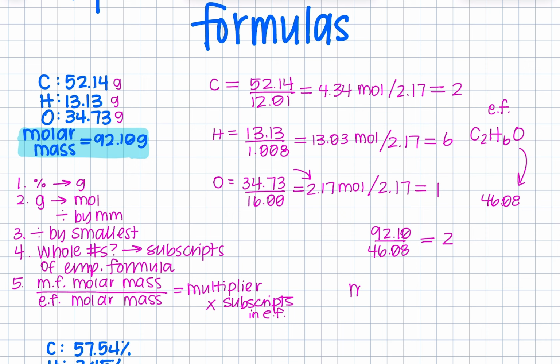So my molecular formula is carbon, 2 times 2 is 4. Hydrogen, 6 times 2 is 12. And then oxygen, 1 times 2 is 2. Like I said, that is the straightforward version. Now we're going to get a little more complex.